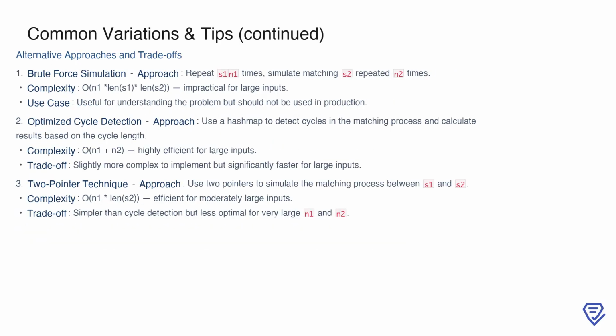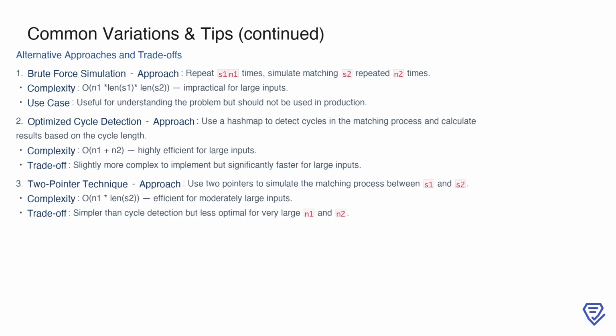There are several approaches to solving this problem, each with its own trade-offs. The brute force simulation involves repeating S1 N1 times and simulating the matching process for S2 repeated N2 times. While this approach is simple to understand, its time complexity, O(N1 * len(S1) * len(S2)), makes it impractical for large inputs, so it's better suited for gaining intuition rather than production use.